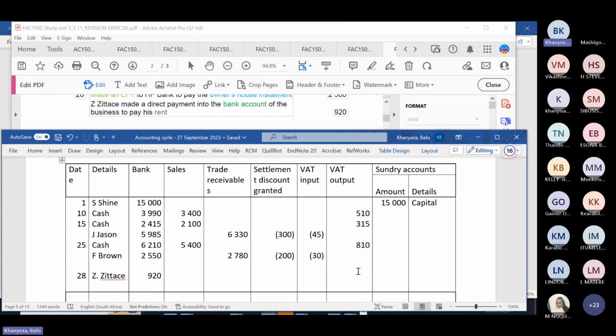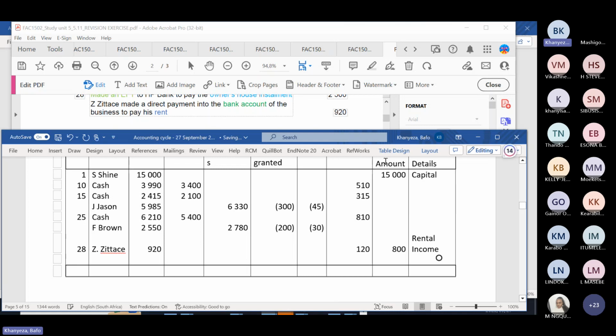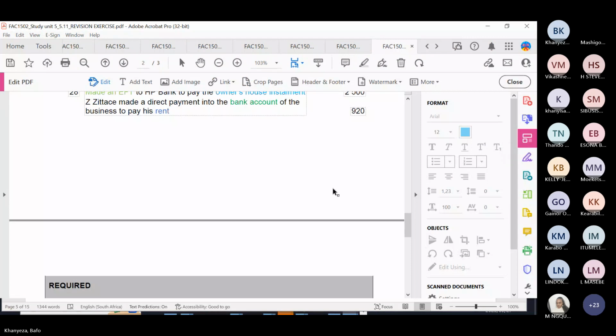So the VAT there is 120. We've been calculating VAT for a lot, so I'm not going to do it, so that we can move on. Then this is rental income. Now, what's left? This was the last part of the analysis.